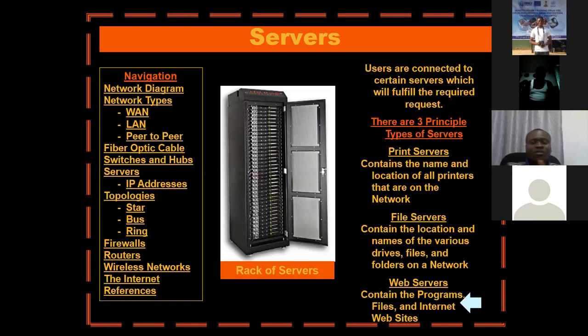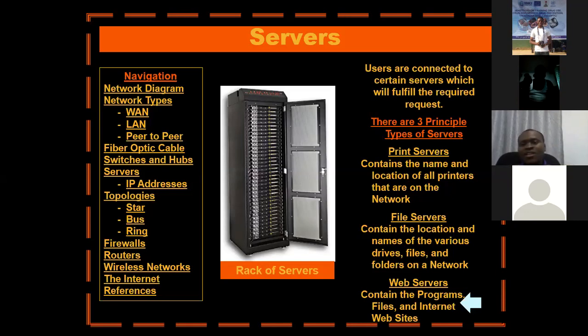Now you have three types of servers. You have the print servers, which contain the name and location of all printers on the network. In an organized system, you don't just jumble everything into a particular server. Every device or information that is served on a network should be kept on a server. The print server stores the names and locations of all printers on the network.